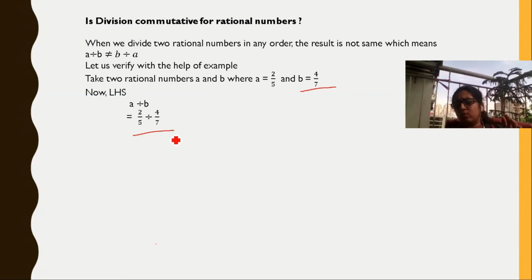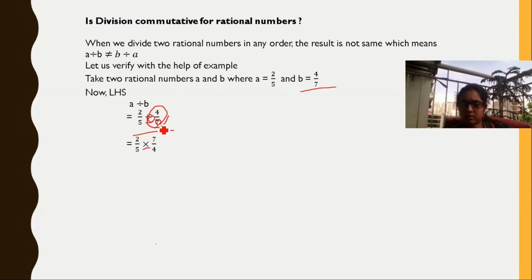We know how to multiply two rational numbers, and division is also very easy. In the next step, I will convert this divide into multiply, and when I convert divide into multiply, I will change the second number. It means I will shift the numerator into the denominator and the denominator into the numerator, like this. Now it's easy to multiply these two numbers.